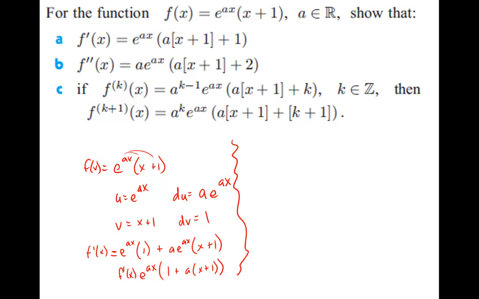Show that the second derivative equals this. So again, we're going to take the second derivative. All right, so we take the second derivative, and again, you can do it either way. I'm going to go ahead and do the product rule again.